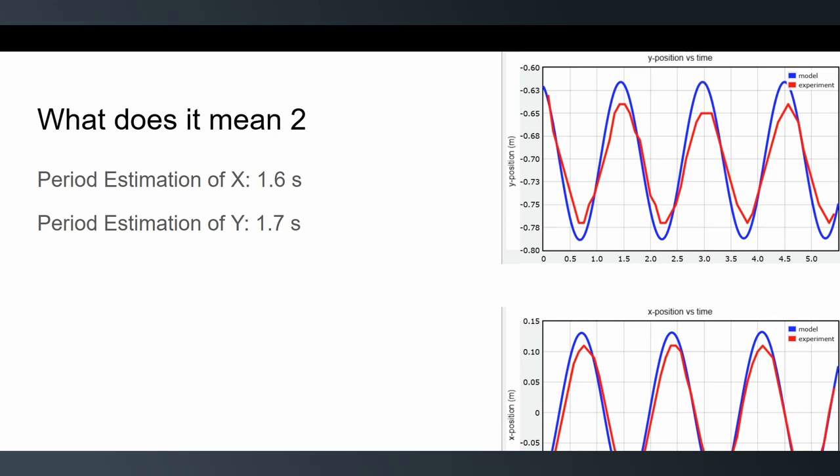What does it mean, part two? So we're looking at the period estimation in the x direction. It looks about 1.6. However, it is about 1.7 in the y. I'm not sure why this is, which is strange for x position and y position. Ideally, they're both the same. This is an interesting phenomenon that comes out of both the experimental and the model. But again, they're roughly the same, which is what we would expect.